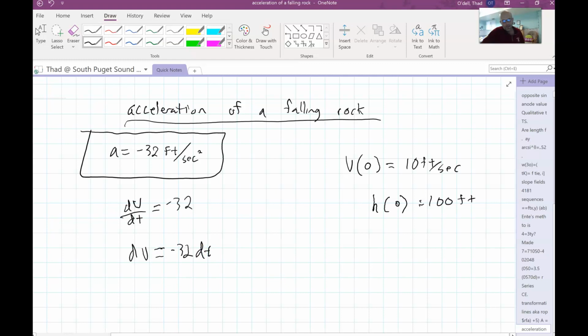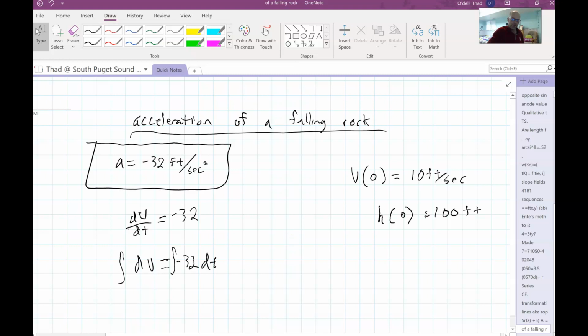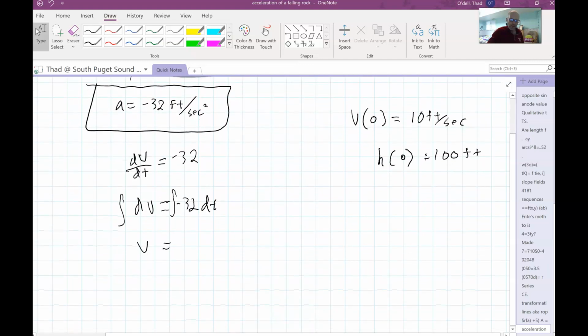Now notice that we have v on this side and t on that side. Because we're trying to get back to velocity, we're going to integrate, since we know that acceleration is the derivative of velocity. If we want a velocity equation, we have to integrate because we're going backwards, undoing the derivative. So I'm going to integrate both sides of this equation. The integral of dv is just v, and the integral of -32 dt is -32t.